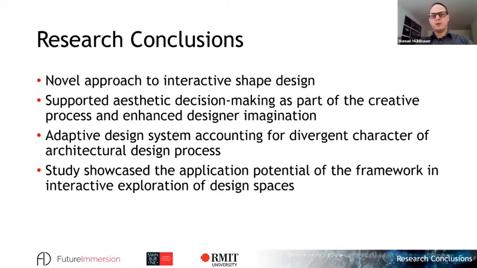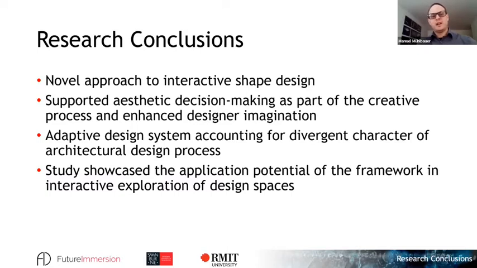This novel approach to interactive shape design supported aesthetic decision-making as part of the creative process and enhanced designer imagination. So there are two things that play together. On the one side, going back and forth from the computer and working creatively with those shape solutions is something that is great in this design process, because some results of the creative process can then be input again as an image, and the exploration can be reset.